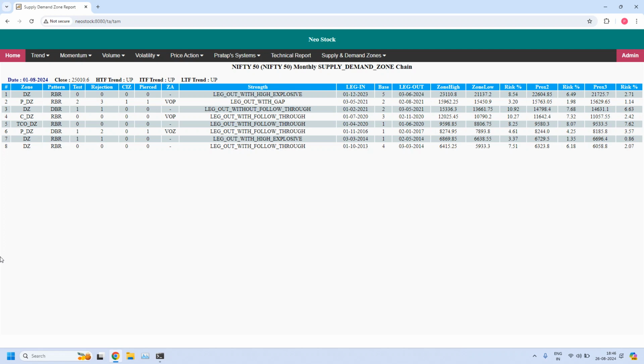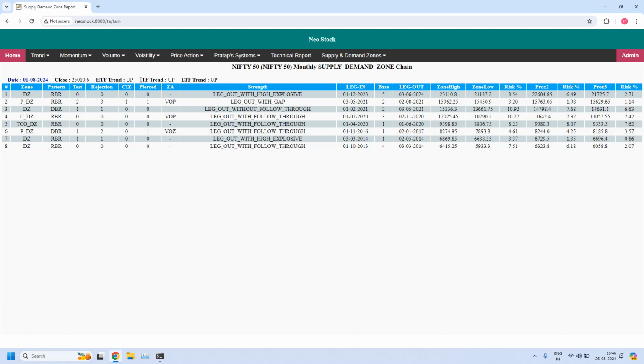This is the monthly time frame. Always look into the zone column to check if there are any high liquidity zones. The test and rejections columns indicate whether the zone is tested or not. And the monthly trend you can identify in the LTF trend.